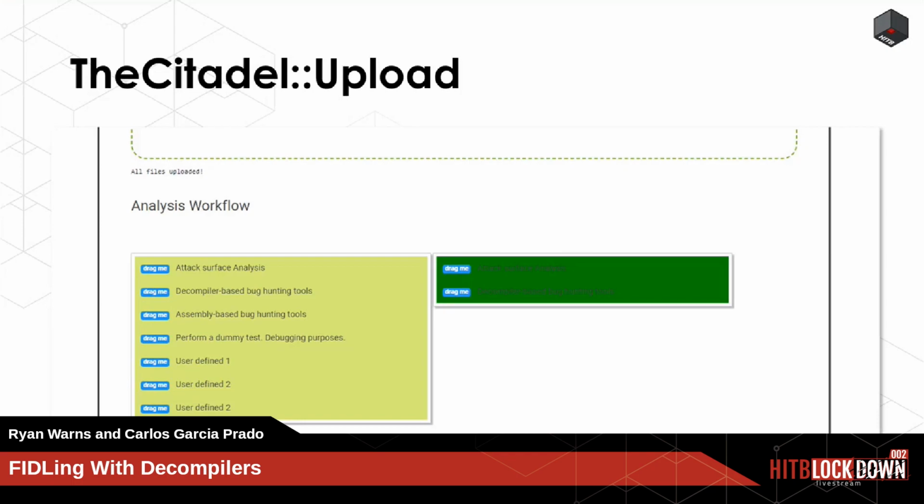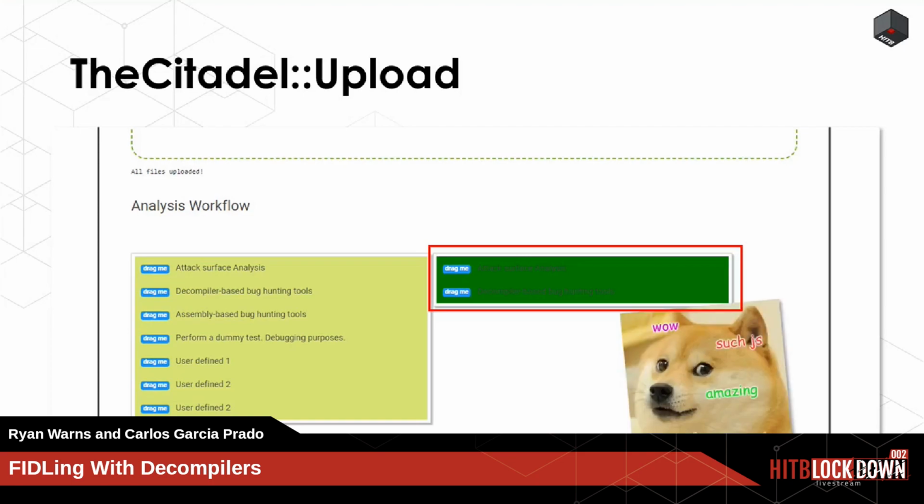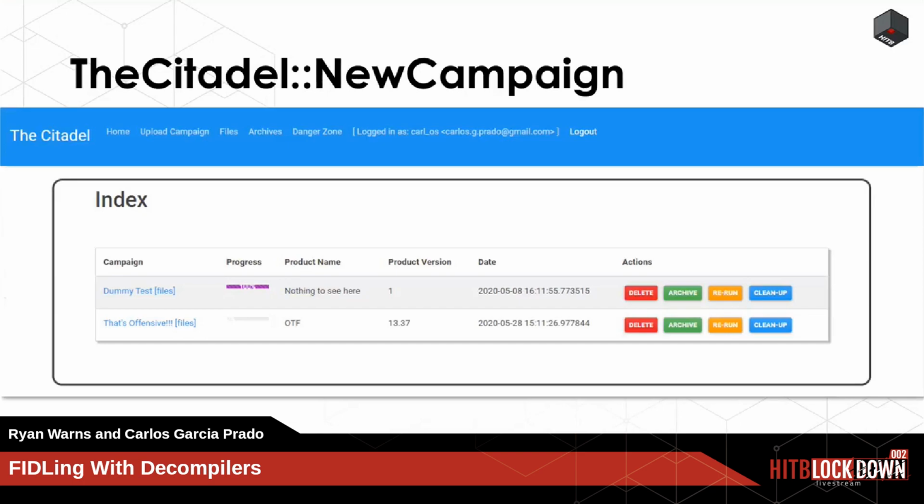Then you have some predefined analyses, or user-defined ones. You drag and drop them to the right. You can reorder them and say, okay, those are the analyses that I want you to run in this specific order. It's all very flashy. Well, then you create your campaign, and there you have it. It appears in your campaigns and it's ready to go.